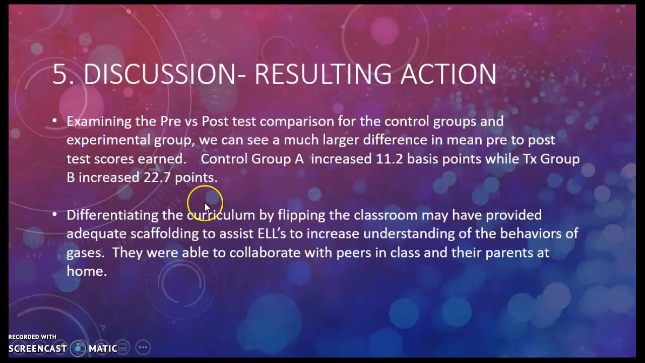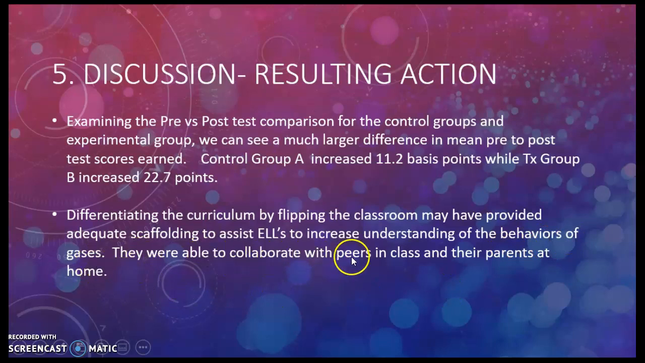So discussion, resulting action. Here we go. Examining the pre versus post-test comparison for the control group and experimental group, we can see a much larger difference in the mean pre to post-test scores earned. Control group A increased 11.2 points, while the treatment group increased 22.7 points. So that's way better. Differentiating the curriculum by flipping the classroom may have provided adequate scaffolding to assist ELLs to increase understanding of the behaviors of gases.